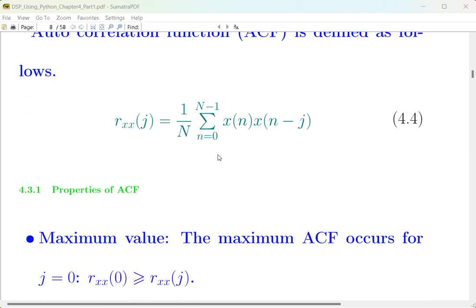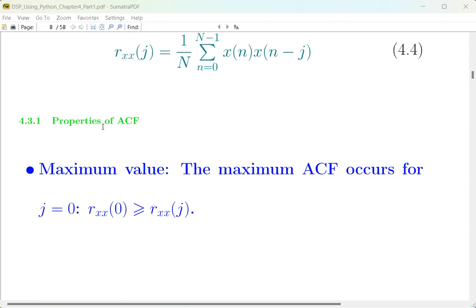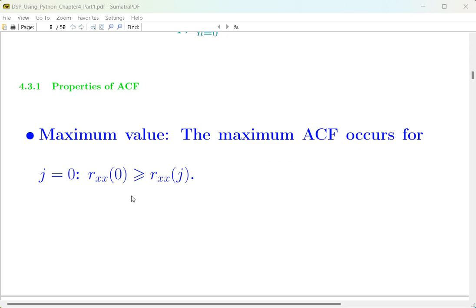So we want to investigate its properties. Properties of ACF. Maximum value. Of course, it will happen for j being equal to 0, meaning that r double x of 0 is greater than or equal to r double x of j for any j.